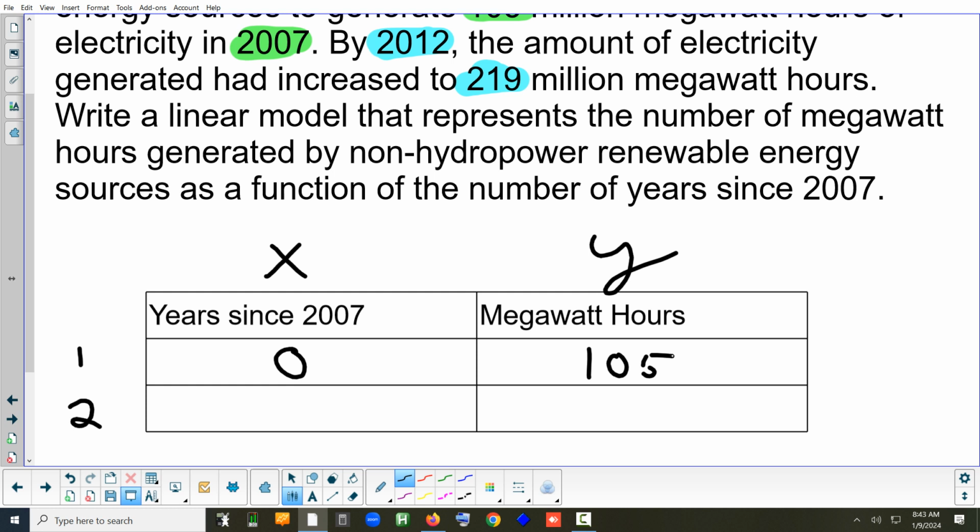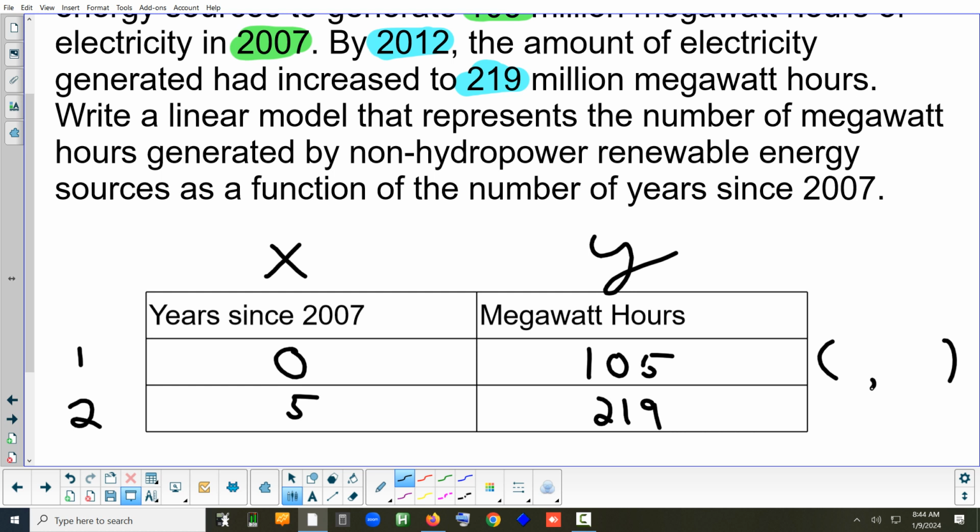Okay. Now we have to put row 2. Row 2 is the information highlighted in the aqua color. What's the year? 2012. How many years since 2007 is 2012? 5. It's 5 years since 2007. And how much electricity did we make in 2012? 219. Okay, so there's our information. Now we're just going to turn those 2 rows into coordinates.